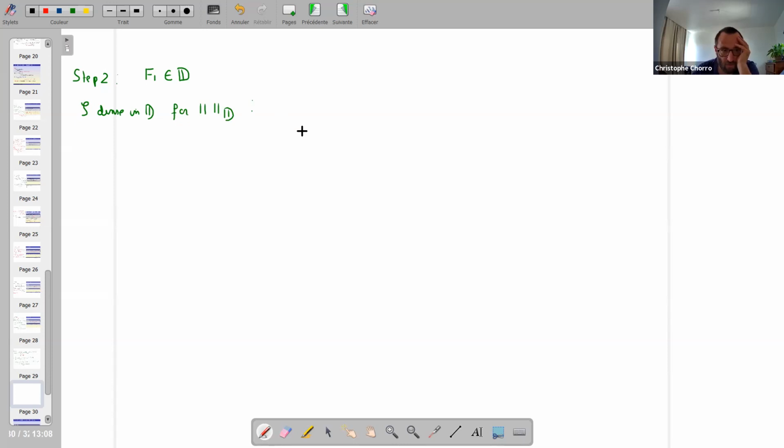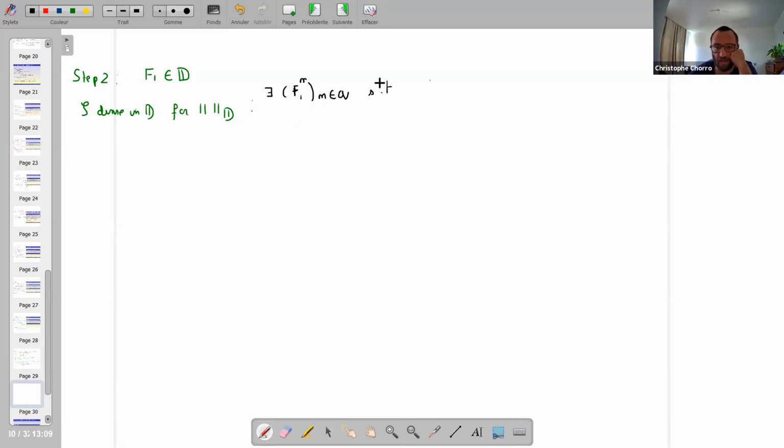And what is the meaning of this? There exists a sequence, so let's just give it a name this way, because I have F1 here. If I write Fn, I can create confusion here. So I will suppress this one and put F1n here. It's an approximating sequence for F1.